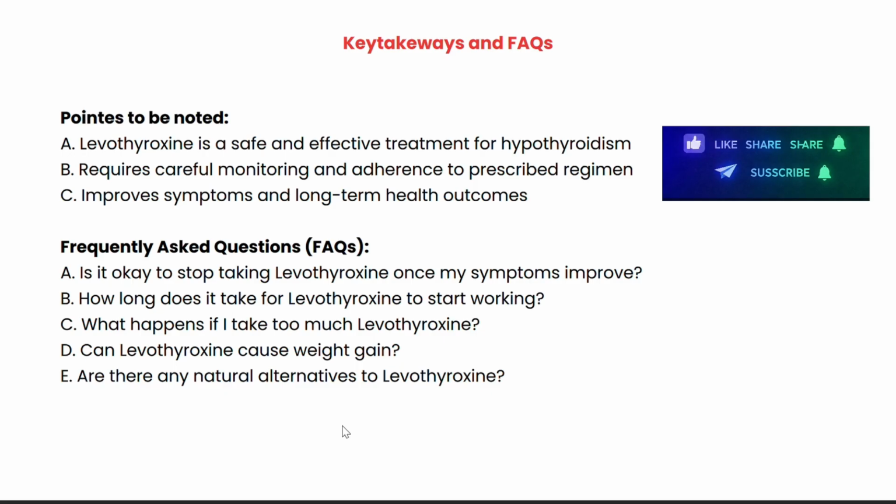What happens if I take too much levothyroxine? Taking too much levothyroxine can lead to symptoms of hyperthyroidism, which is the opposite of hypothyroidism. These symptoms can include a rapid heartbeat, nervousness, anxiety, tremor, insomnia, weight loss, heat intolerance, and chest pain. In severe cases, it can lead to more serious complications. If you suspect you have taken too much levothyroxine, contact your doctor or seek medical attention immediately.